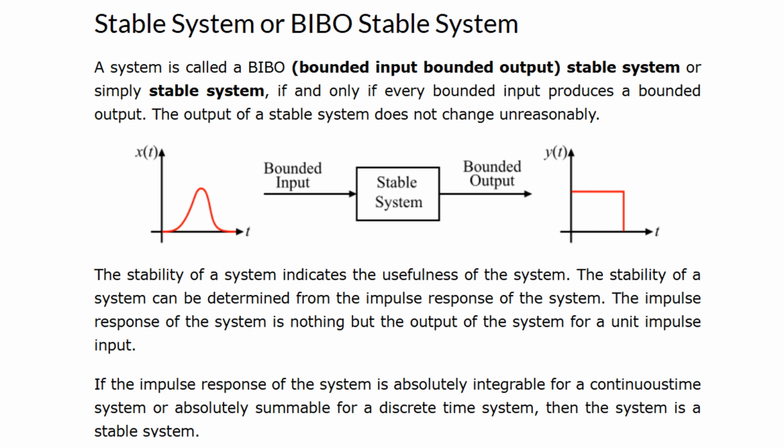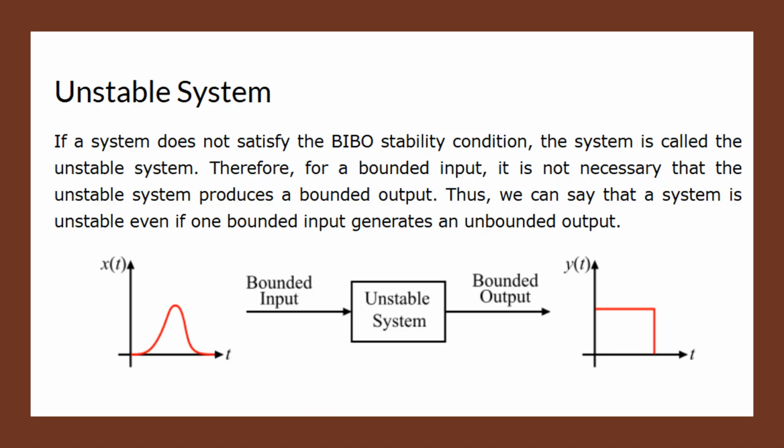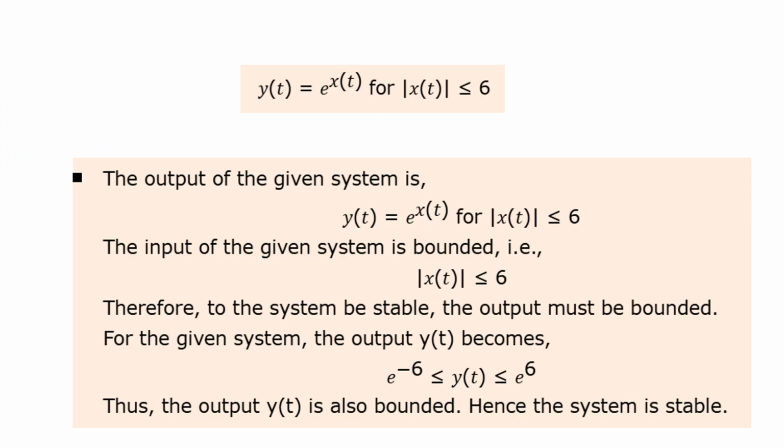Stability is a very useful factor, and it can be determined from the impulse response of the system. The impulse response of the system is nothing but the output of the system for a unit impulse input. If the impulse response of the system is absolutely integrable for a continuous time system, or absolutely summable for a discrete time system, then the system is called a stable system. And if a system does not satisfy the stability condition, then it is an unstable system, and it has infinite energy or infinite area.